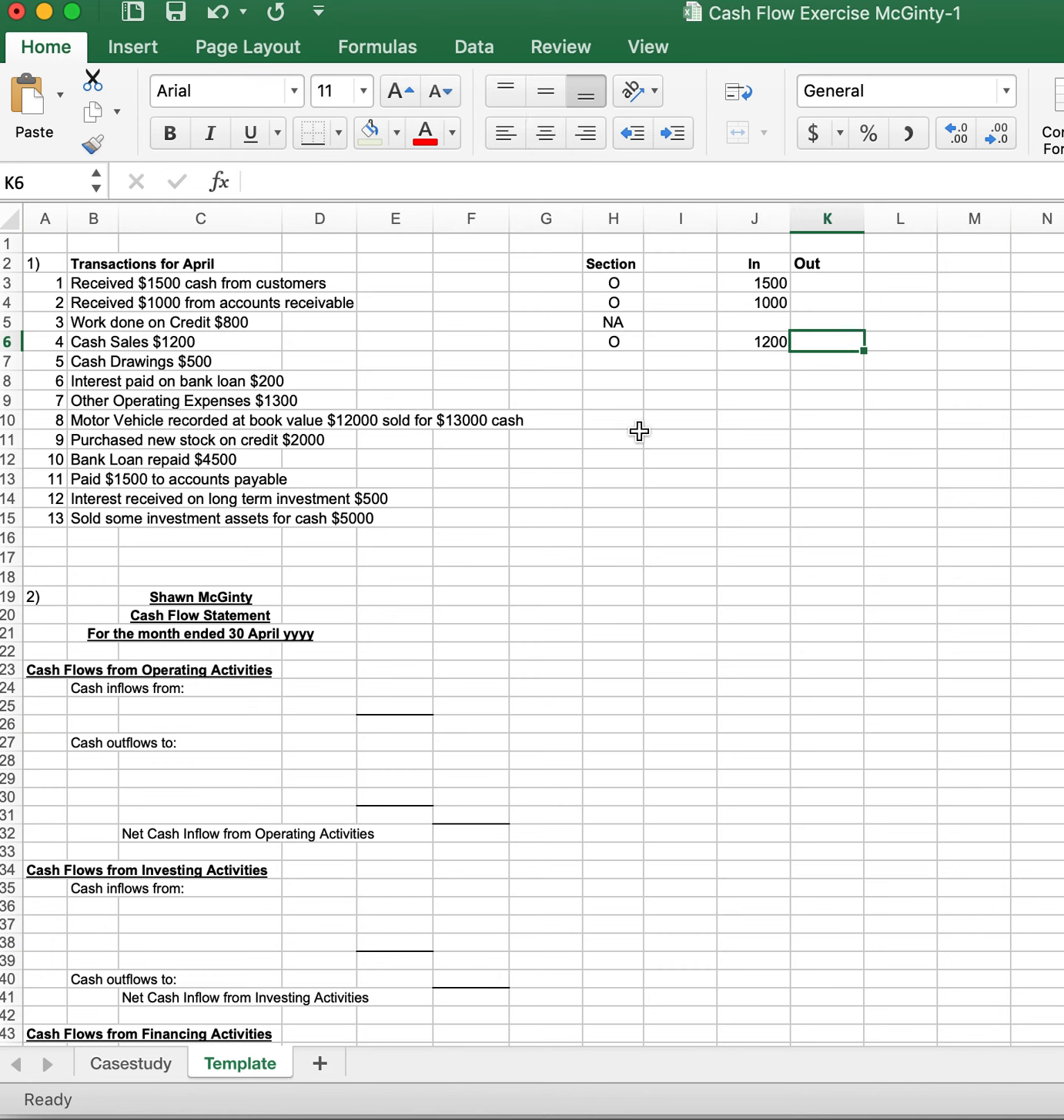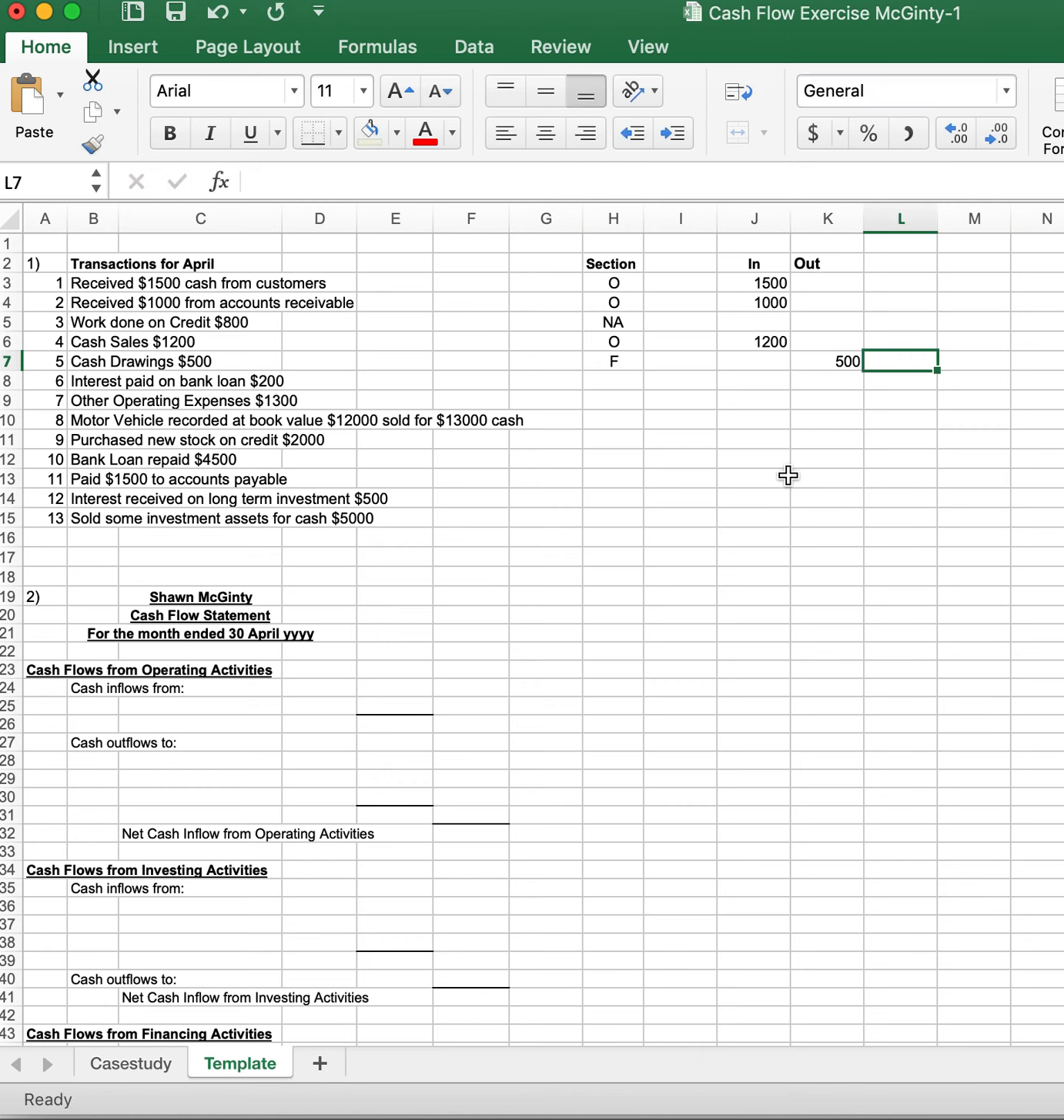Cash drawings. So cash drawings are you taking money out. It's not an investment, it's not an operational thing, it's a financial thing. So capital, putting money in or taking money out, is a financial. So we know that it's either going to be operational, financial, or investment. Investment is selling or buying assets, or NA, which is the other one here, which is not in the cash flow statement. So cash drawings is money going out.